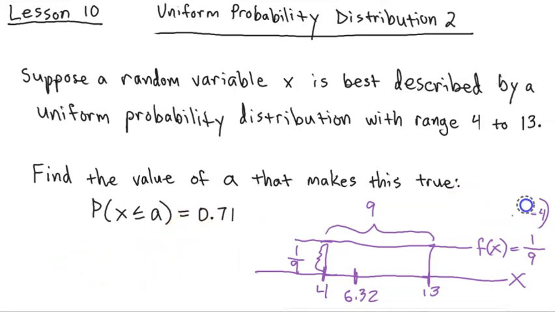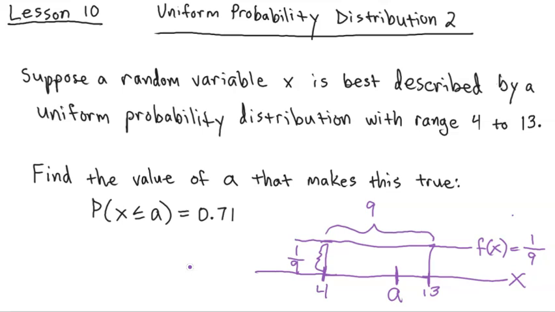This time, let's look at what it's asking. It says, find the value of A. This is not 4 as A, and it's not A and B. We're referring to an arbitrary number. A is going to be an arbitrary number between 4 and 13. Somewhere between 4 and 13, there is some number that we're calling A.